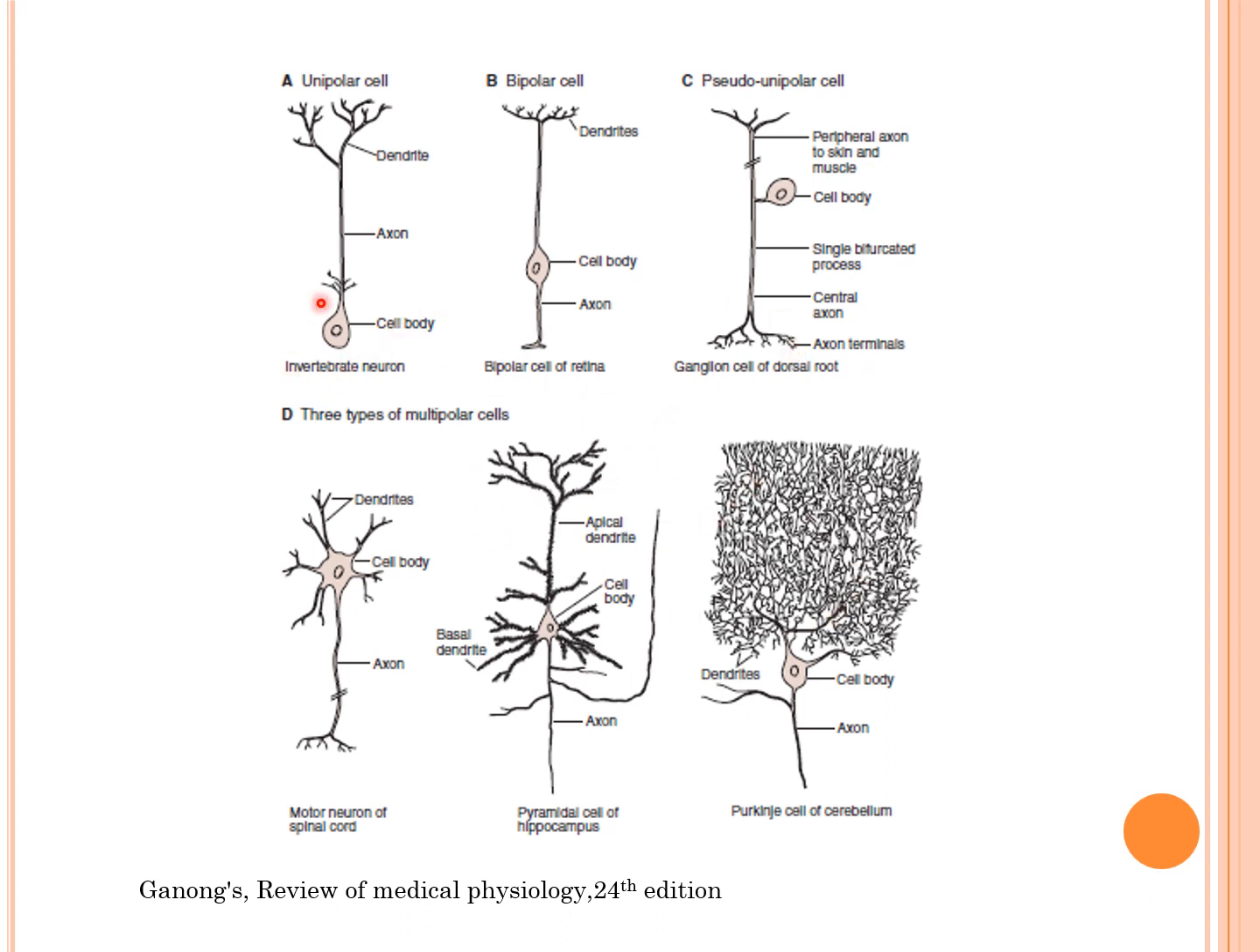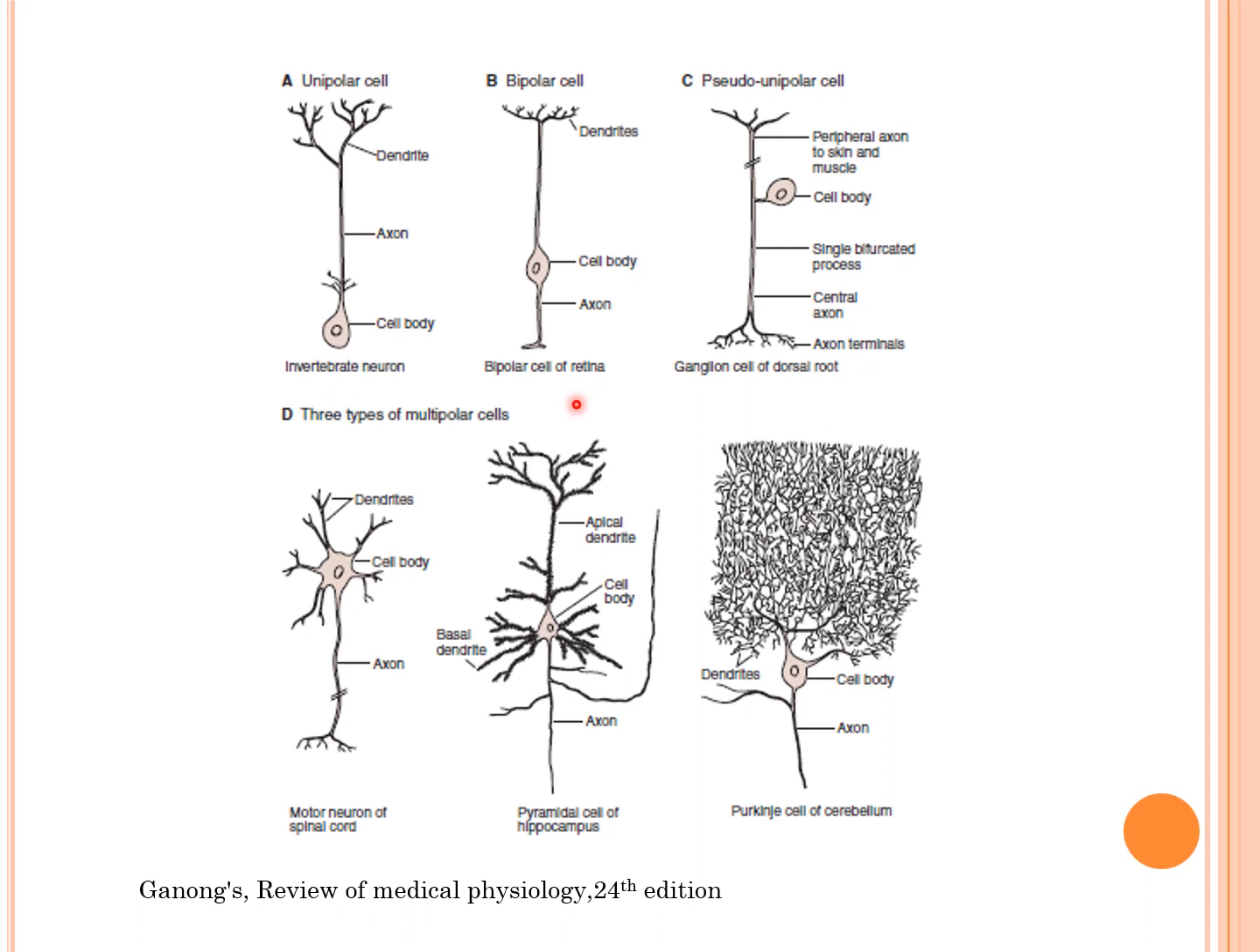So here you can see there is a cell body and there is only one pole from which the axon and dendrites arise. So this type of neuron is called a unipolar neuron. It is mainly present in invertebrates. So unipolar neuron is mainly seen in the invertebrates, and the bipolar cells are especially seen in the retina, and they are even present in the olfactory epithelium.